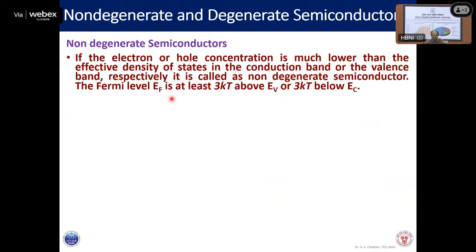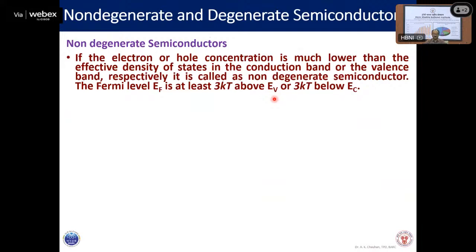The Fermi level is at least 3 kT above the top of the valence band, or it is 3 kT below the bottom of the conduction band. What is the Fermi level? Fermi level is an energy level.